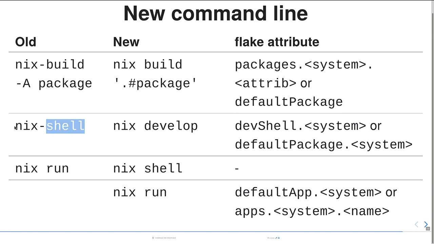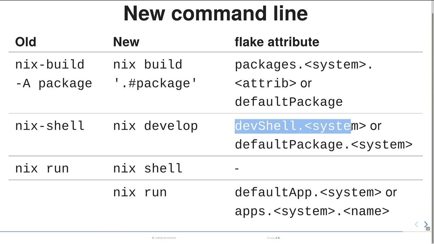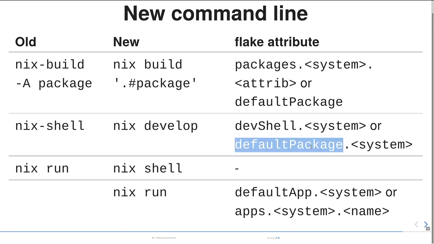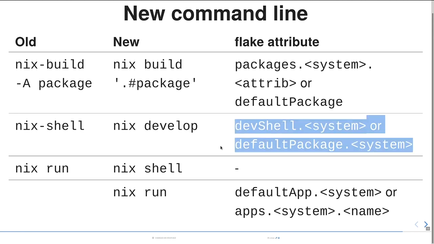Then, if you used nix-shell before, all these commands still exist, but this is just a new equivalent if you use it with flakes. So if you use nix develop, for example, it will now look into devShell in this attribute. It looks also apparently in the default package. I think this is also written down nicely in the manual, in case I made anything wrong here.